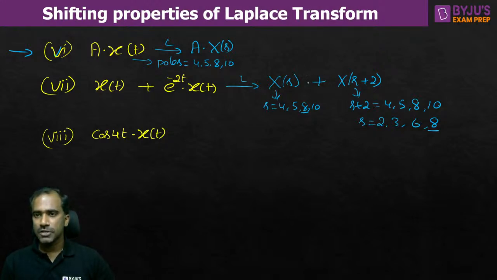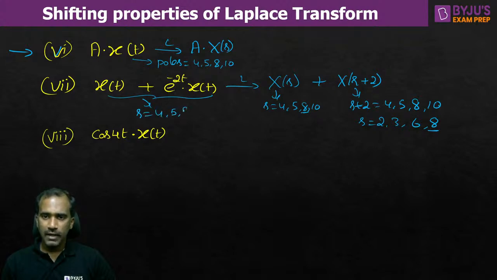When you take the LCM of these two functions, there will be only one s minus 8. In this function, the denominator has s minus 4, s minus 5, s minus 8 and s minus 10. In this function, the denominator has s minus 2, s minus 3, s minus 6 and s minus 8. If you take the LCM, the denominator has s minus 4, 5, 8, 10, 2, 3, 6. Because s minus 8 is already in this function, in the overall function only one s minus 8 will be there. So the poles are 4, 5, 8, 10, 2, 3 and 6. I'm not writing 8 again because it's the same pole.